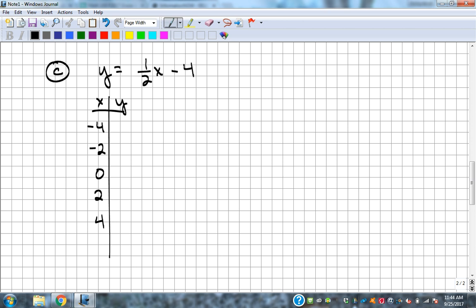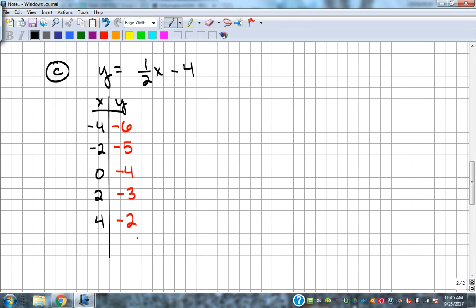Okay, so when I take half of -4, that's what? -2. Minus 4 would be -6. So it works out to be a nice ordered pair that doesn't have fractions in it, and that makes it a lot easier to plot when we draw it on a coordinate plane. Then we plug in -2, that'd be -1 minus 4 is -5. And then 2, -3, and then 4, -2. You see the pattern develop there, really easy.